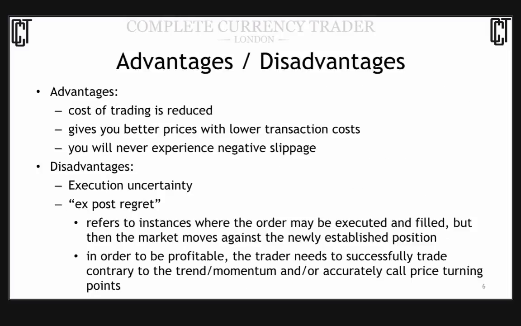There's advantages though and disadvantages with it. The advantage is the cost of trading is reduced because we're able to get in at an exact price. It gives us better prices with lower transaction costs, and we'll never experience negative slippage. The disadvantage is that we don't know if we're actually going to get in, right? There's an uncertainty to the actual execution of that trade.